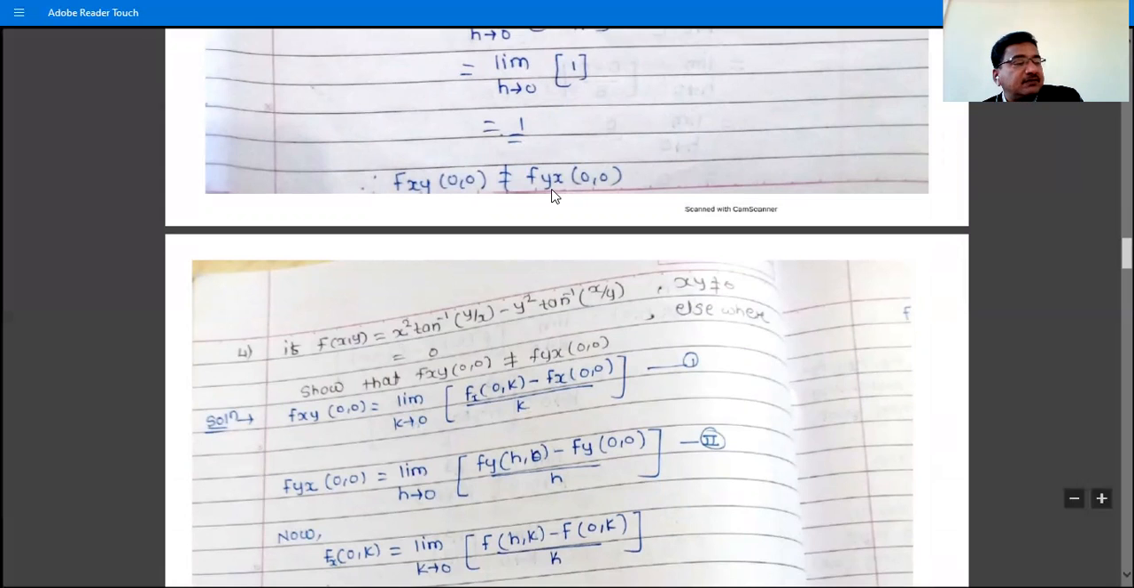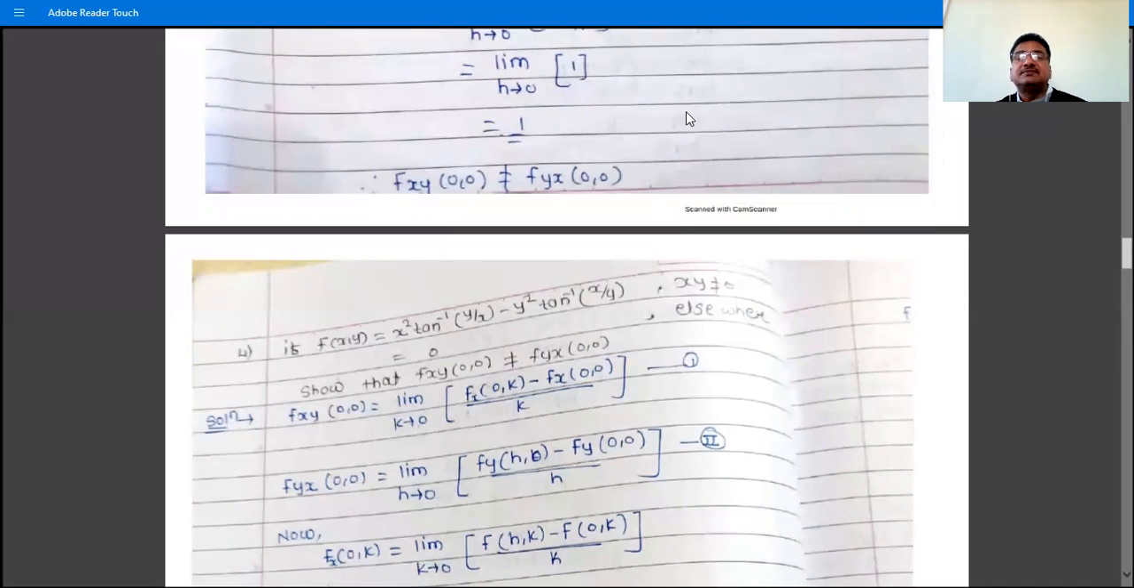So when these two partial derivatives are the same, there are three theorems on this: Schwarz's theorem, Young's theorem, and Clairaut's theorem. These three theorems give the conditions under which the two mixed partial derivatives, fxy and fyx, are the same.